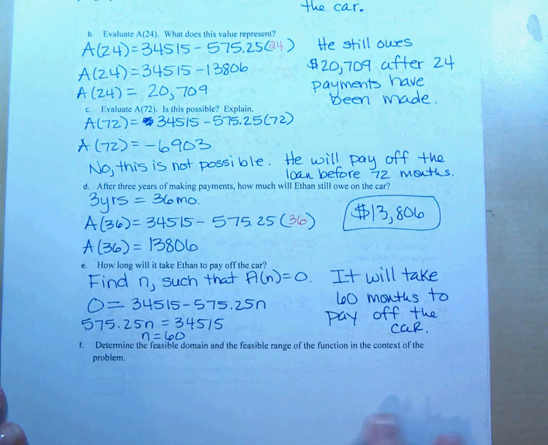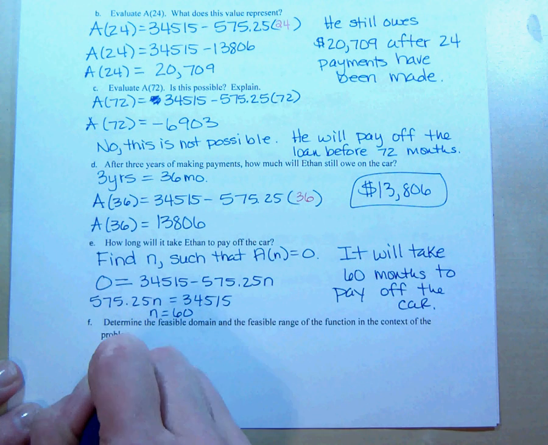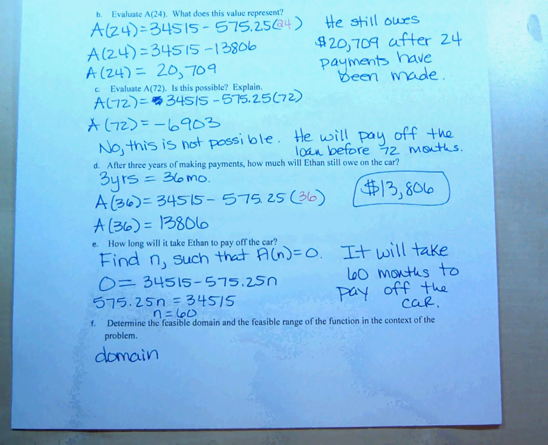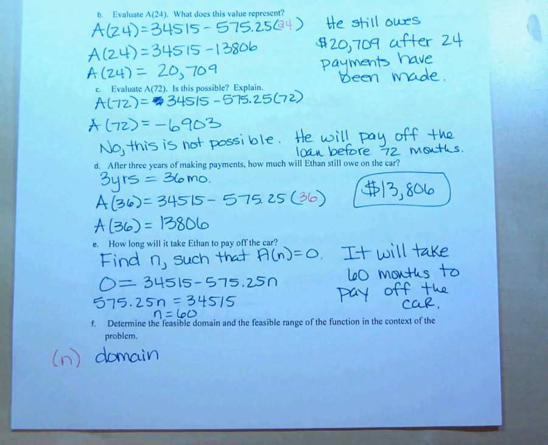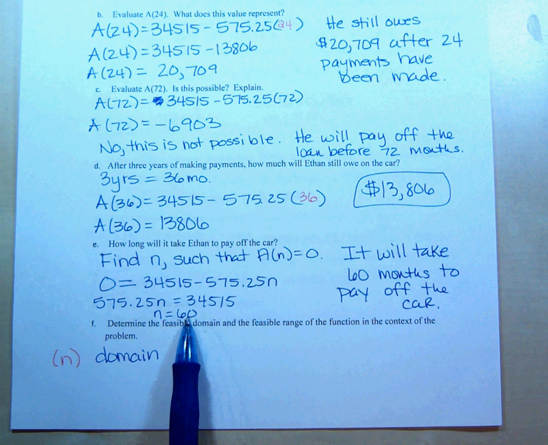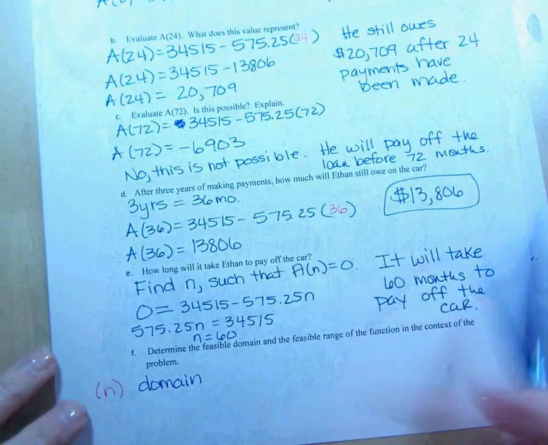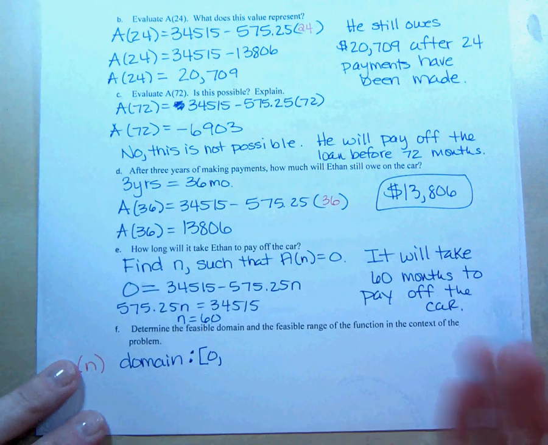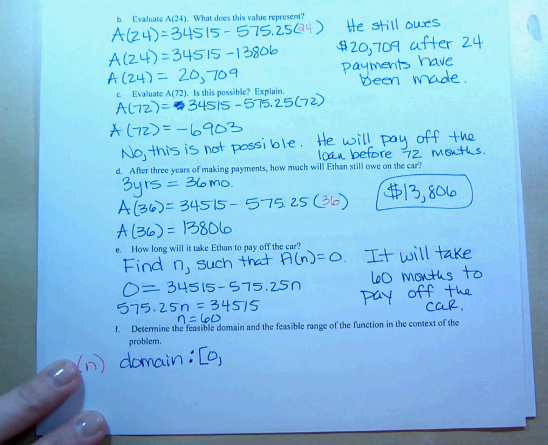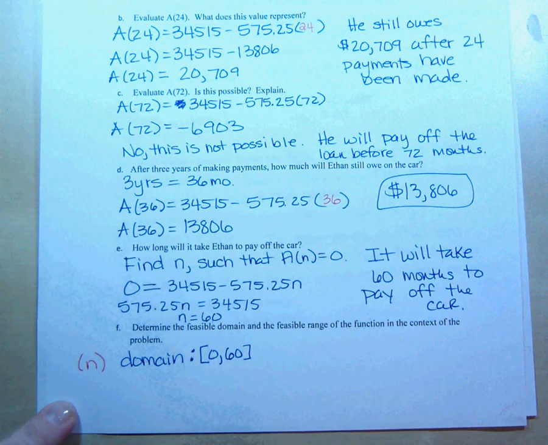And then the last one, determine the feasible domain and the feasible range. Okay, so let's talk about the domain first. Remember the domain is the independent variable, so n, which was the amount of months. So we already know that he's going to stop paying at 60 months, and he began paying at 0 months. And we're going to include 0 in this case, because if you plug in 0, it makes sense that you owe $34,515 before you made any payments. And we're also going to include 60 because that's the last payment.